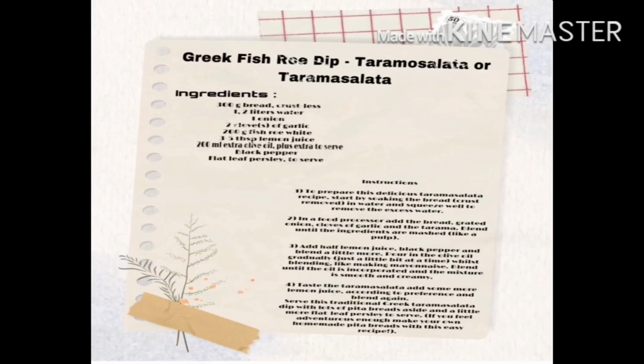So the ingredients are 300 grams of crustless bread, 1 or 2 liters of water, 1 onion, 2 cloves of garlic, 200 grams of white fish roe, 3 to 5 tablespoons of lemon juice, 200 ml extra virgin olive oil plus extra to serve, black pepper, and flat-leaf parsley to serve.